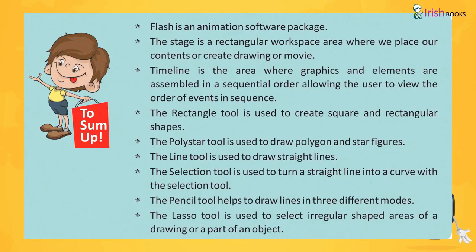To sum up, Flash is an animation software package. The stage is a rectangular workspace area where we place our contents or create drawing or movie. Timeline is the area where graphics and elements are assembled in a sequential order, allowing the user to view the order of events in sequence.